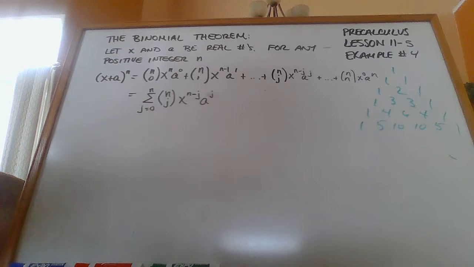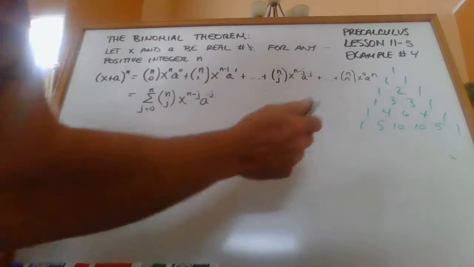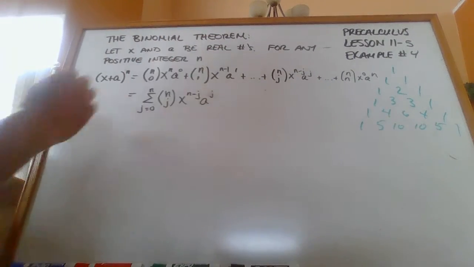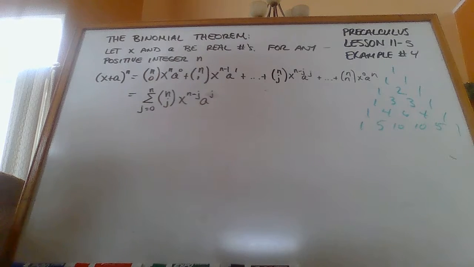Okay, what we do with this is we use it with the binomial theorem. That's one of the uses of it anyway. So here I have Pascal's triangle over here. Here I have the binomial theorem. So what is that? So let x and a be any real numbers.